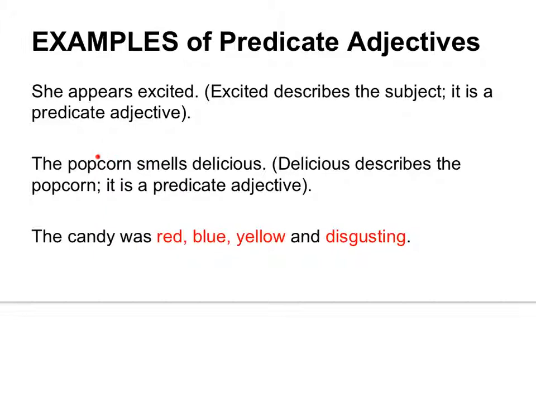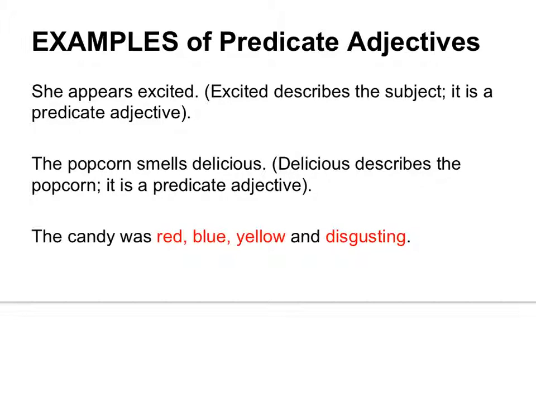Delicious modifies popcorn. Remember, the popcorn is not smelling something. This is not an action verb, although it can be used as an action verb. In this case, you could just as easily put in, the popcorn is delicious, and it would mean the same thing. Popcorn equals delicious. I think that's a true statement, and this, therefore, is a predicate adjective.